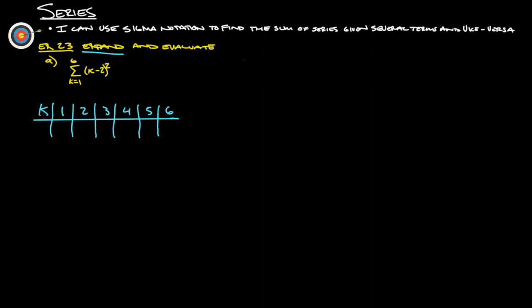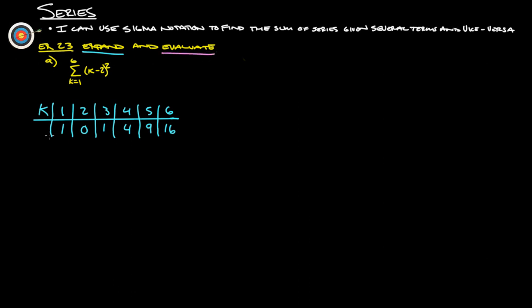So first thing with expand, I made myself a little table here. K is going to be 1, 2, 3, 4, 5, and 6. So I'm simply going to plug in 1 into this expression and then 2, 3, 4, 5, 6, see what we get. So 1 minus 2 is negative 1. Negative 1 squared gives us 1. 2 minus 2 is 0. 0 squared is 0. 3 minus 2 is 1. 1 squared is 1. 4 minus 2 is 2. 2 squared is 4. 5 minus 2 is 3. 3 squared is 9. And then 6 minus 2 is 4. 4 squared is 16. Okay, so that part there is the expand.